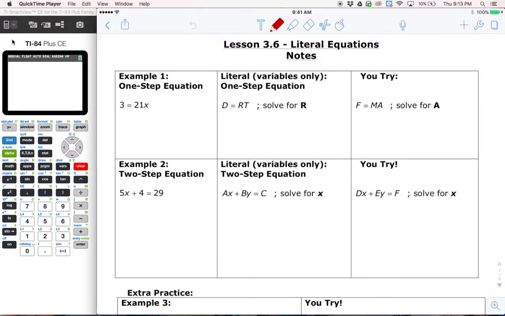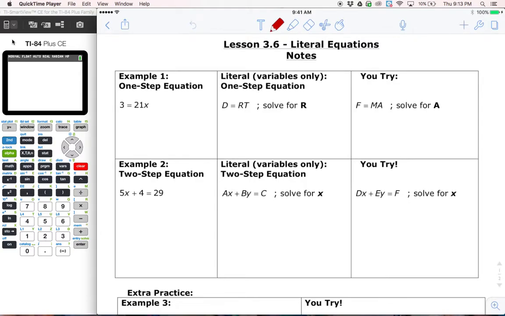Today we're solving what are called literal equations, okay? And I'm going to tell you up front that you are not going to like these because instead of having numbers, we have all letters. Okay, it's not that bad though. We just got to remember our rules. We're going to apply them here. We're going to be fine.